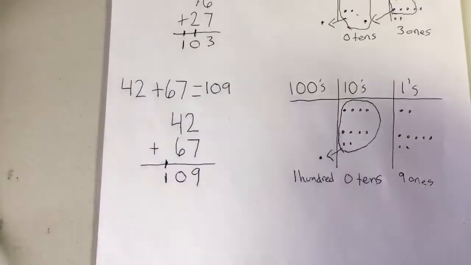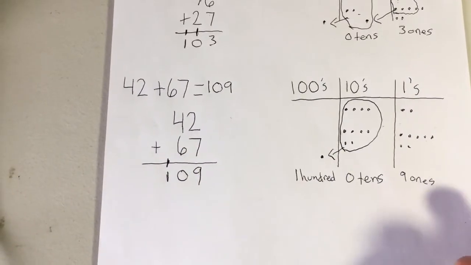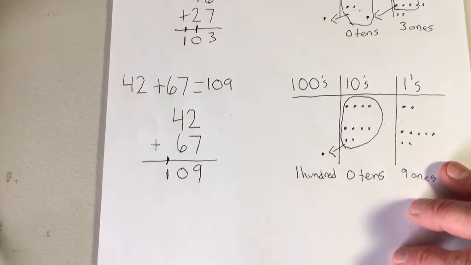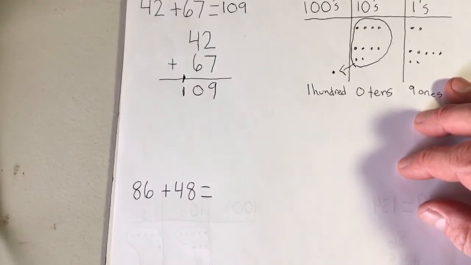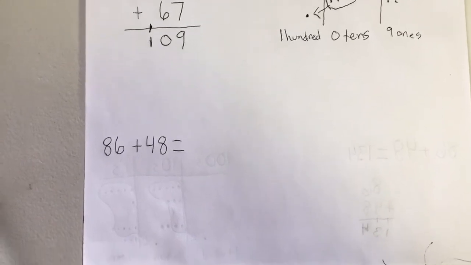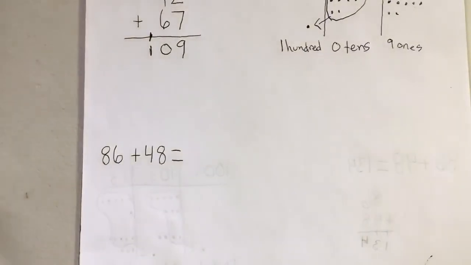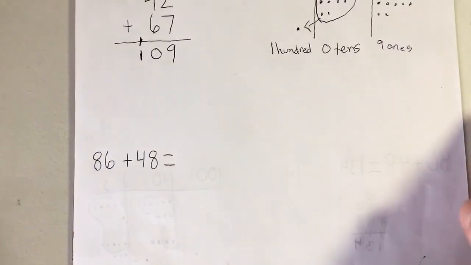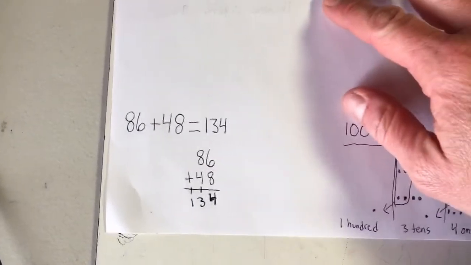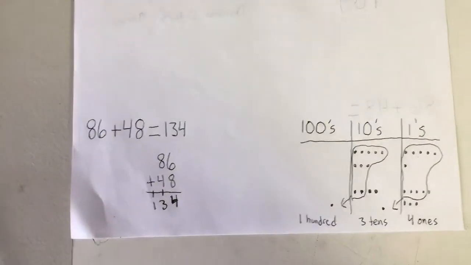Okay, for the last problem, I would like you to do it on your own. Pause it, and then I'm going to show you the answer to see if you got it correct. So here's your problem. 86 plus 48. Okay, so it's time to pause it, and then press play, check back, and see if you got it correctly. See if you did it correctly. Here you go.